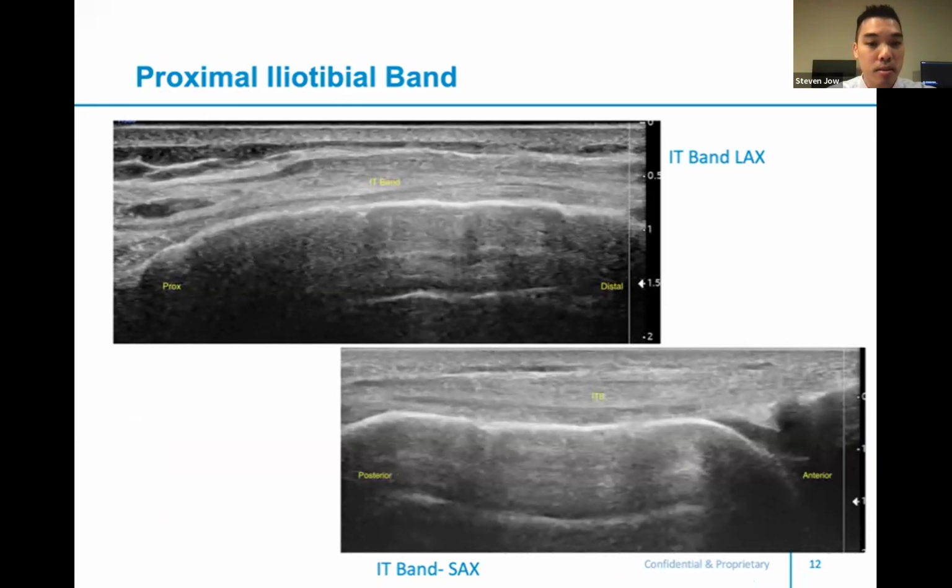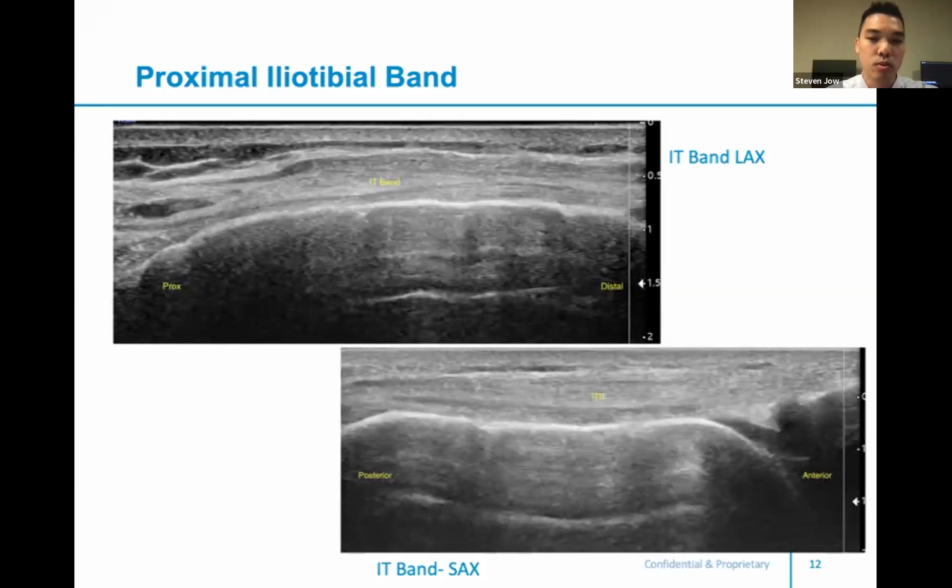The bottom image is the IT band in short axis, which you want to evaluate for any focal thickening or hypoechogenicity, which typically happens towards the posterior aspect. And here the IT band bursa will also lie just below the IT band. And it's important to use light transducer pressure here to prevent displacing any fluid.